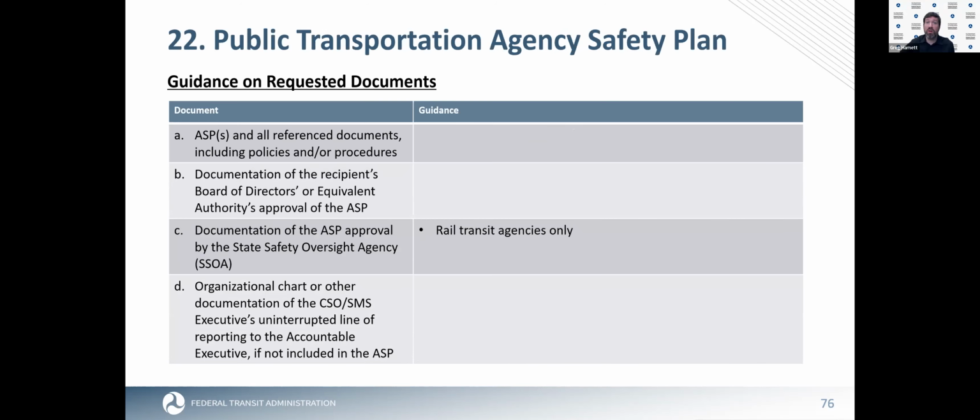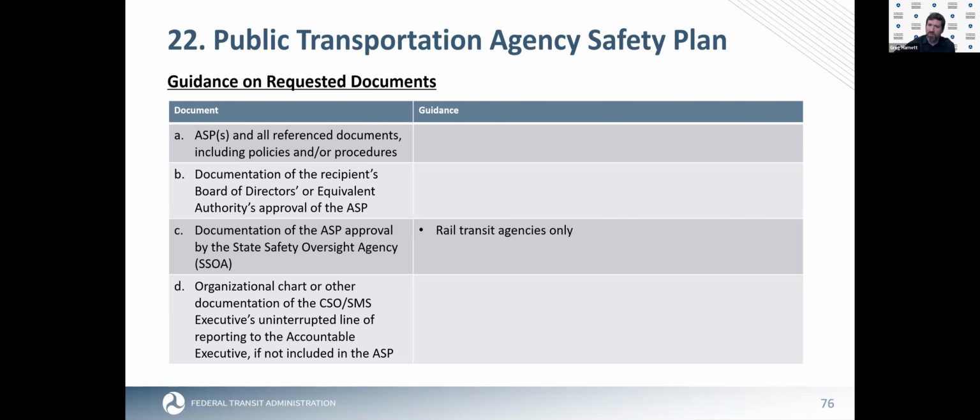So this is one of those brand new review areas that Matt mentioned during the opening slides of this presentation. We're talking about PTASP, the Public Transportation Agency Safety Plan. So the RIR is, of course, asking for your agency safety plan. Similar to the drug and alcohol testing program, you want to provide documentation with your RIR submission that your board of directors, or whatever the equivalent final authority is, has approved your ASP.